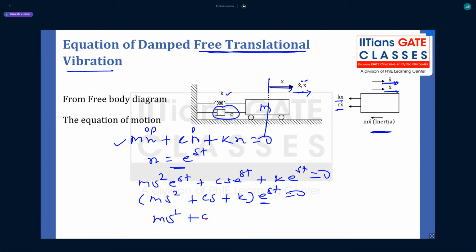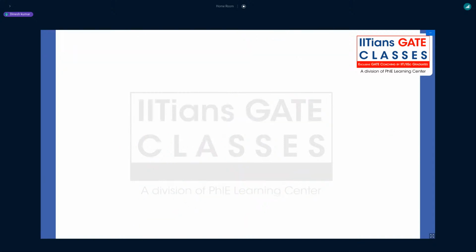Ms square plus cs plus k equal to 0. So this is known as the characteristic equation of this damped free vibration under viscous damping. It's a quadratic equation, so it will have two roots. When we solve, there will be two roots.